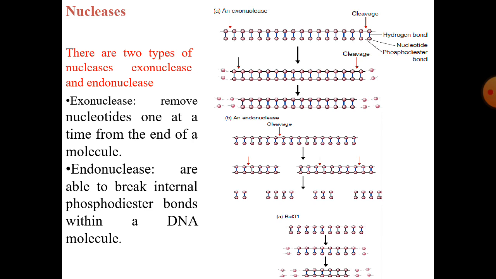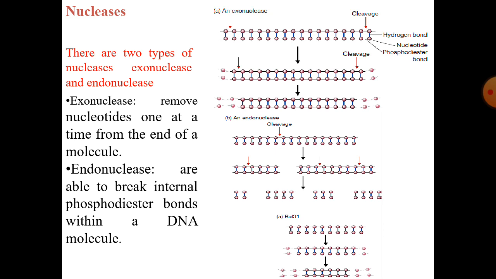This is mainly categorized into exonuclease and endonuclease. Exonuclease removes nucleotides one at a time from the end of a molecule. That is, it is unspecific. If you give a sequence of DNA with two strands, it will start removing the nucleotides one by one, like it degrades the whole nucleotide completely.